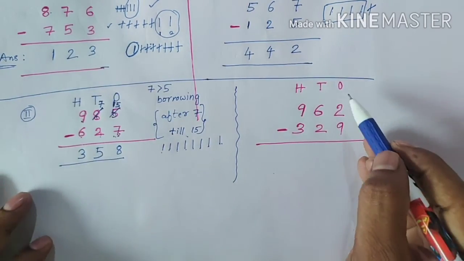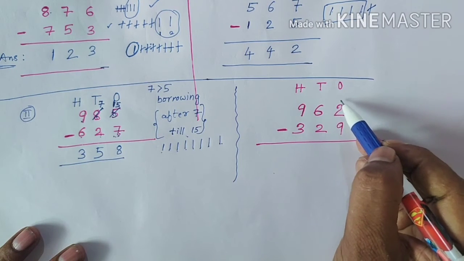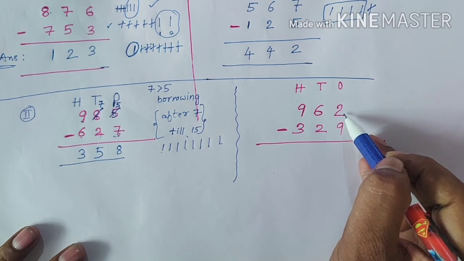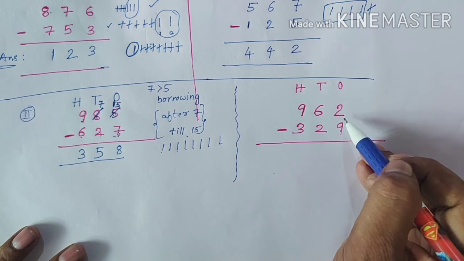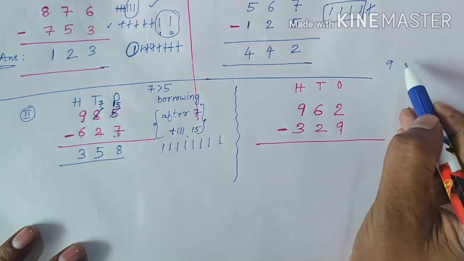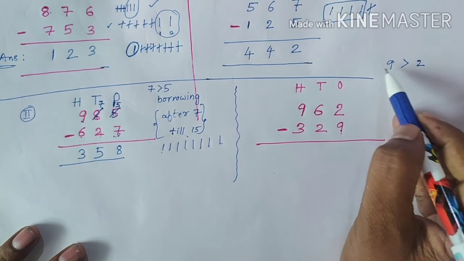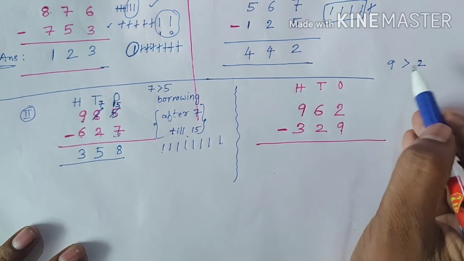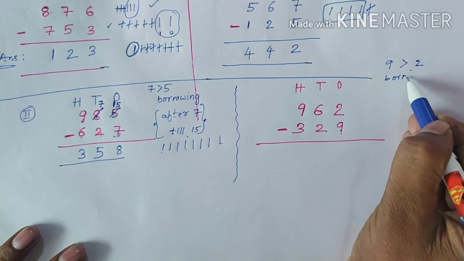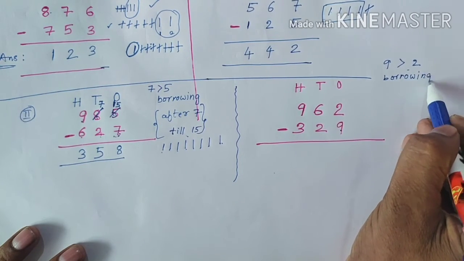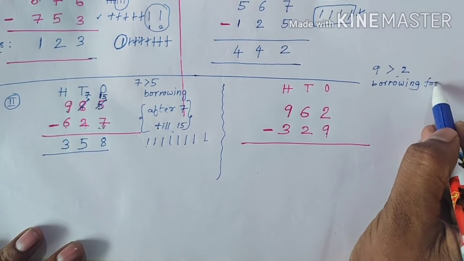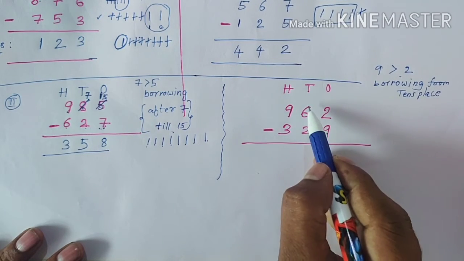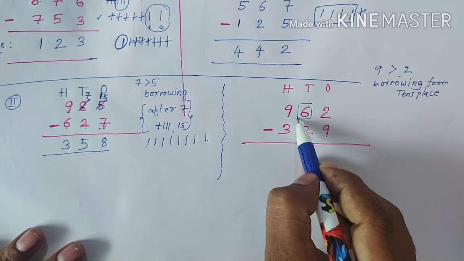Here, what is the number on the top of the ones column? 2. And you have to subtract 9 from 2. Since 9 is greater than 2, you cannot subtract 9 from 2. In this case, you have to go for borrowing from the tens place. What is the number on the top of the tens place? The number on the top of the tens place is 6.